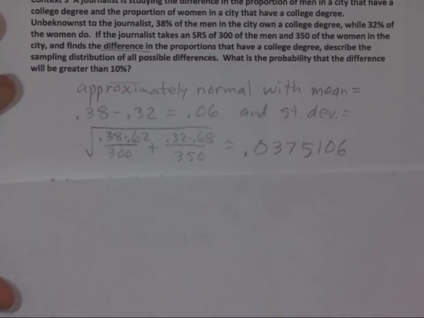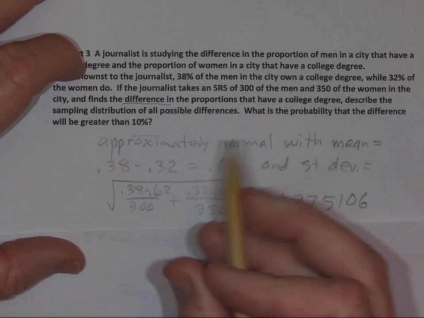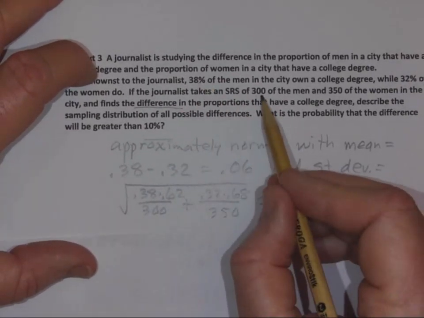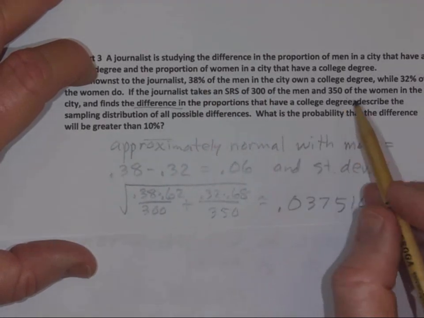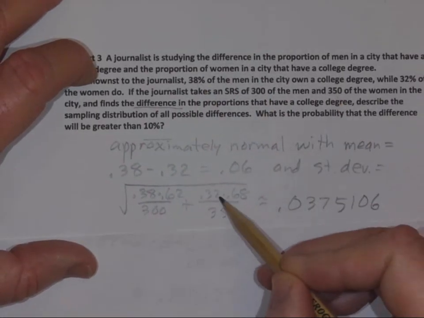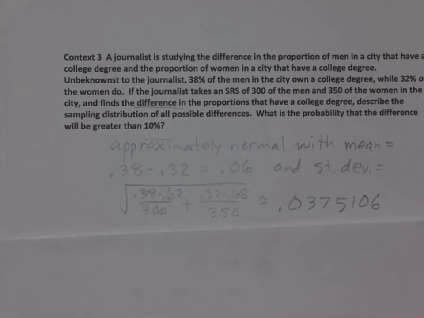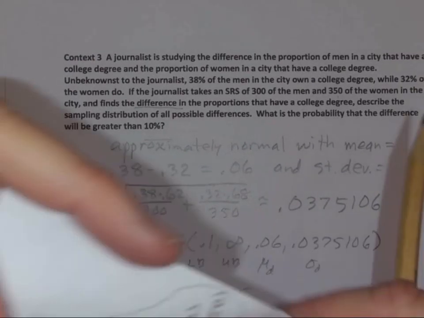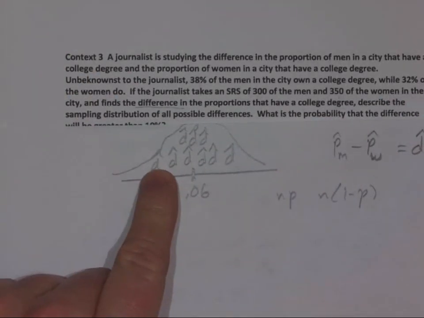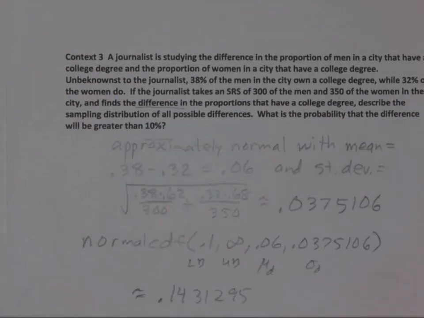And it's approximately normal because, if you're asked that, 300 times 0.38 and 300 times 0.62 and 350 times 0.32 and 350 times 0.68 are all bigger than 10. They all had to be bigger than 10. Therefore, all possible differences would be approximately normal. And that means we can do normal CDF.